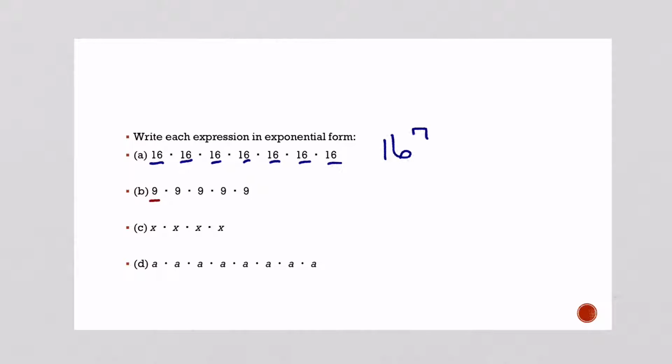Alright, so 9 times 9 times 9 times 9 times 9, there's 1, 2, 3, 4, 5. So that would be 9 to the 5th power. 1, 2, 3, 4 x's, x to the 4th power. Got 1, 2, 3, 4, 5, 6, 7, 8 a's, so that's a to the 8th power here.